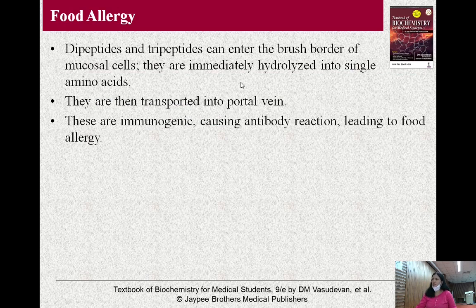Once it is inside the cell, it will be broken down into amino acids, and then from the intestine it will go to the liver, isn't it, through the portal system. Sometimes some of the dipeptides and tripeptides are immunogenic, then it can cause an antibody reaction leading to food allergy. So there are 3 ways in which the amino acids and dipeptides can be transported: amino acids by secondary active transport and by Meister cycle, and dipeptides directly through the intestinal cells.